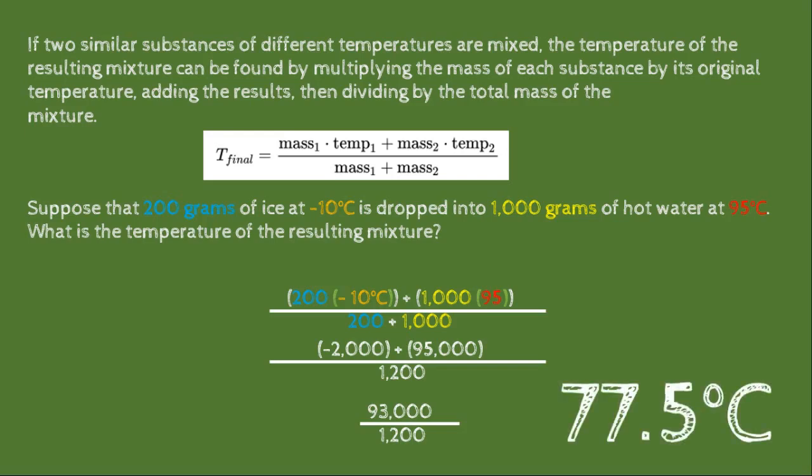Finally, if we do that division, we can conclude that that would equal 77.5 degrees Celsius. So what is the temperature of the resulting mixture? 77.5 degrees Celsius.